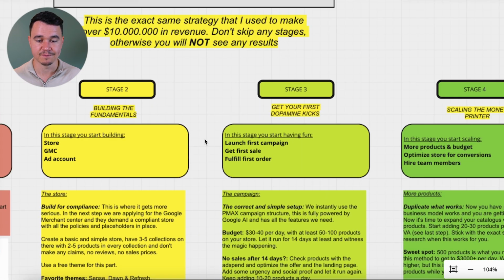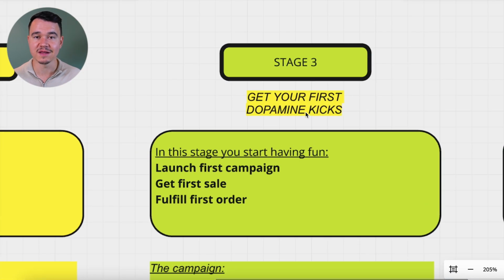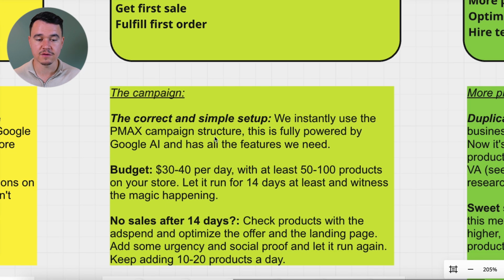Now everything is ready. So now you get your first dopamine kicks in stage 3. In this stage, you start having fun. We're gonna launch the first campaign, we're gonna get the first sale, and we're gonna fulfill the first order. So let's go into the campaign structure, the correct and simple setup.